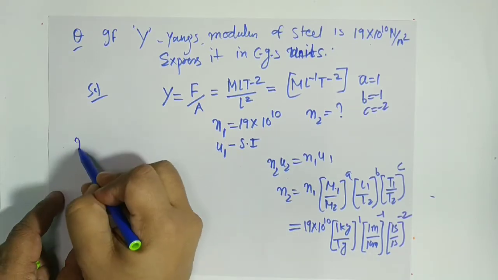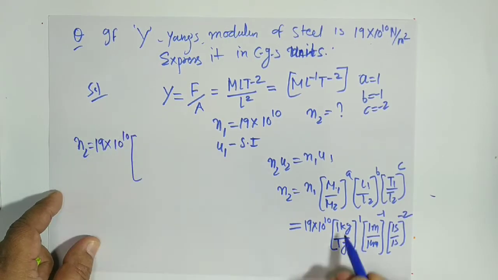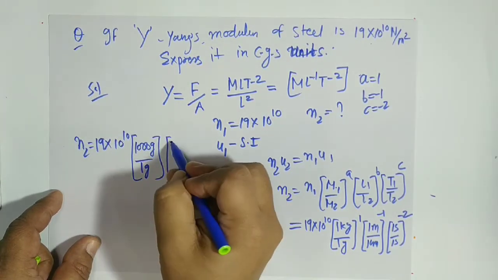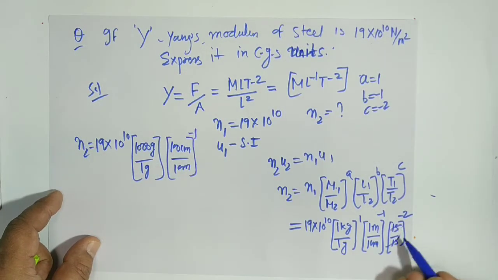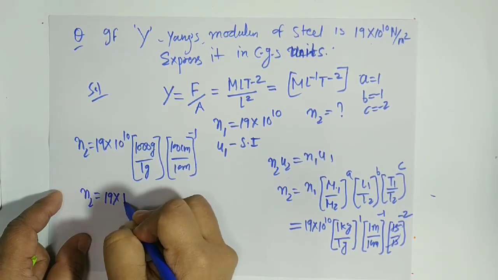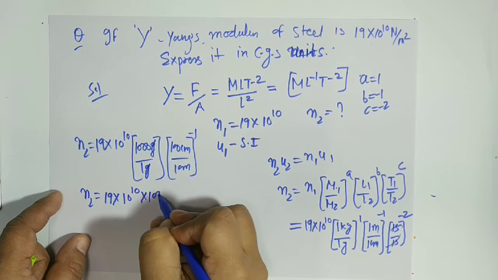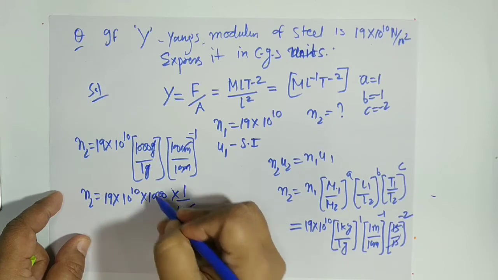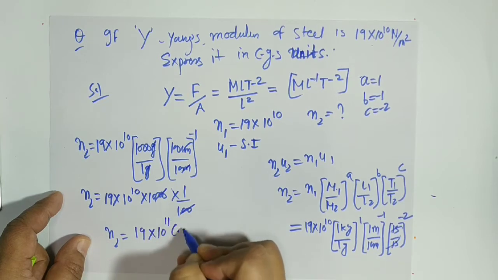Same way, N2 will be 19 into 10 to the power 10. And in place of 1 kg it will be 1000 gram. Again in the same way, 1 meter it will be 100 centimeter, 1 centimeter, power is minus 1. 1 second, you don't take it from here. So simply it will be 19 into 10 to the power 10, and then 1000, and then reciprocate it. So it will be 1 by 100. So N2 will be 19 into 10 to the power 11 CGS units.